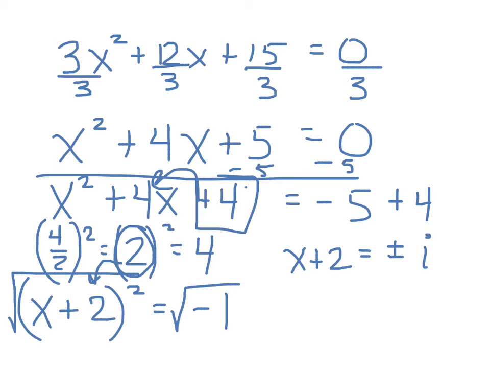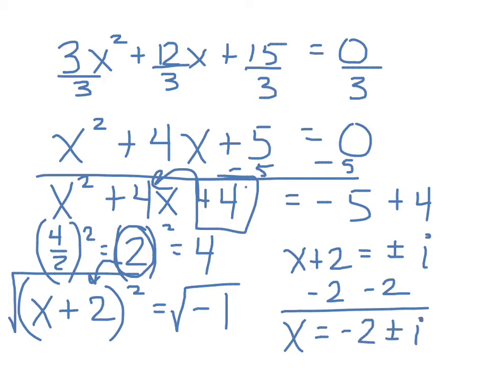All right, how do you get x by itself now? Minus 2. And so x equals negative 2 plus or minus i. And I'm done. So what do you think of this completing the square stuff? If you follow the steps, it's foolproof. But again, if you look for the steps in your book, you ain't going to find them.